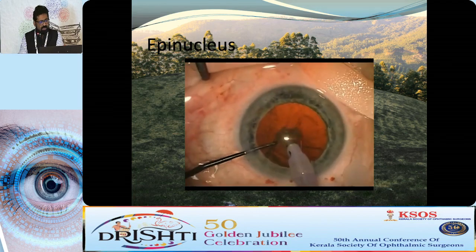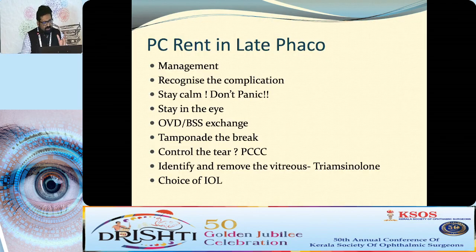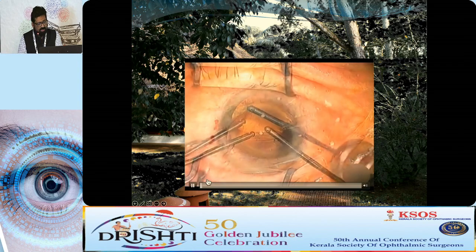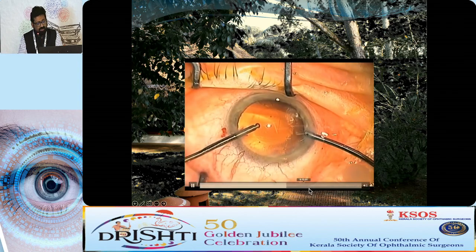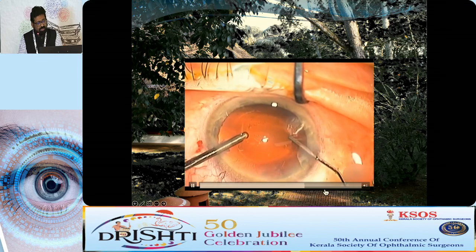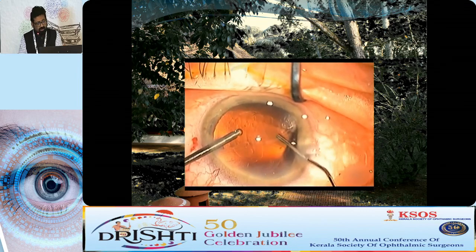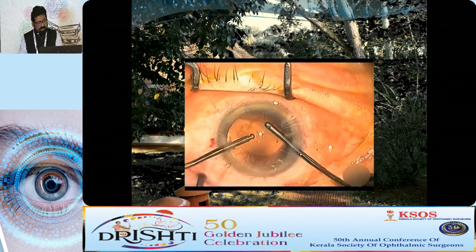Again, similar picture. So in late cases, management, you should recognize the complication, always do an OVD exchange. If possible, control the tear into a PCCC. Use triamcinolone to confirm that all the vitreous has been removed and then you can use your lens. For example, in this case, you see a rent and then instead of pulling out, you put in viscoelastic so that the tear doesn't extend and then go ahead. So the OVD exchange is very important.